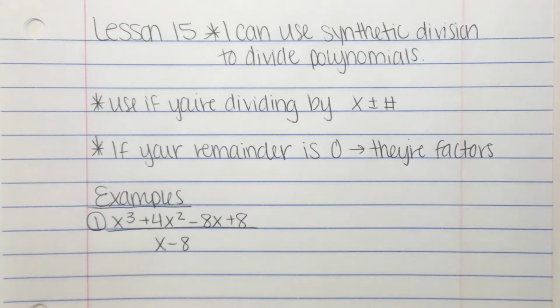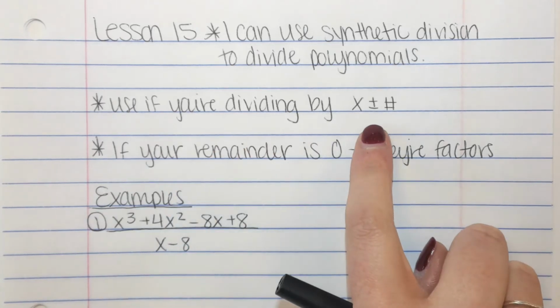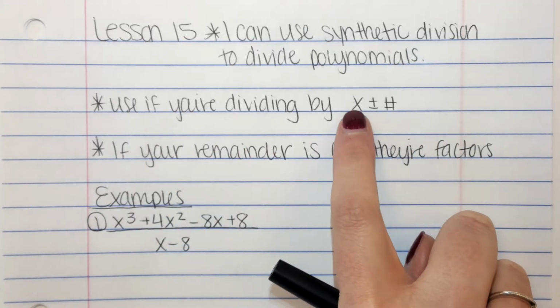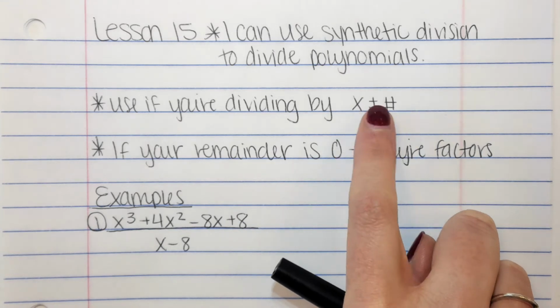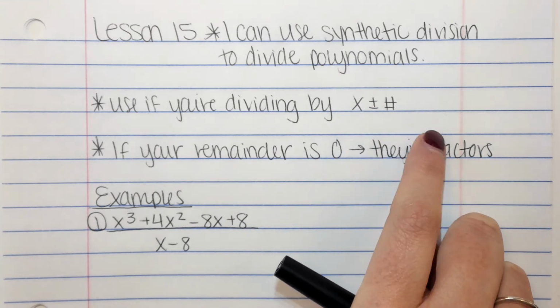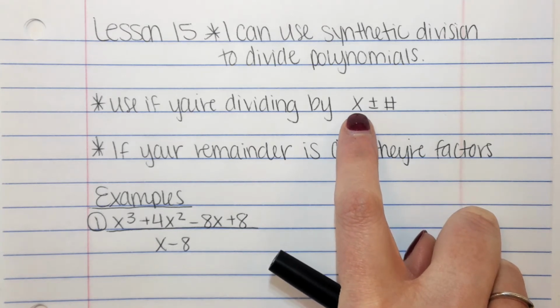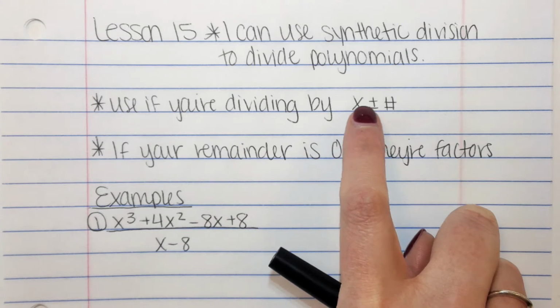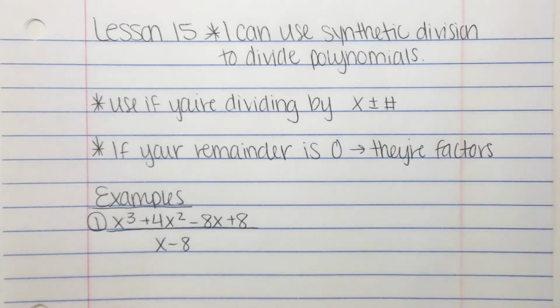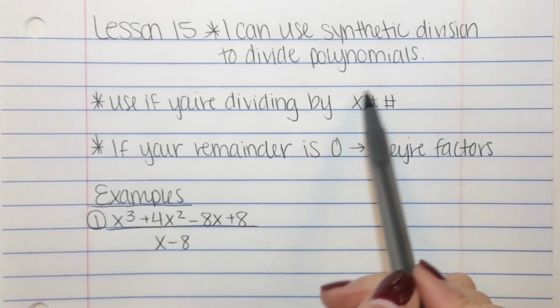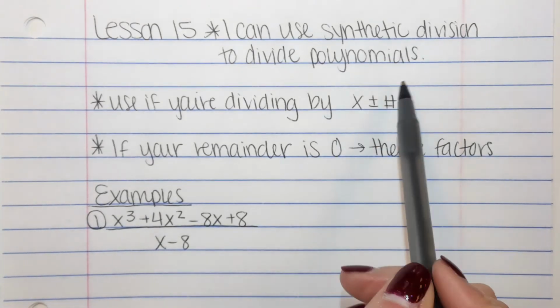But if you do like synthetic division, I advise that you use it if you're dividing by a factor that's just x plus or minus a number. So like x minus 6, x plus 10, okay, something like that. If you have a coefficient in front of x, you can still do synthetic division. It's just not as easy. So if you've got a number out front, it's probably going to be just as easy to do long division, okay? So all of our problems today, we're just going to be dividing by a simple factor.